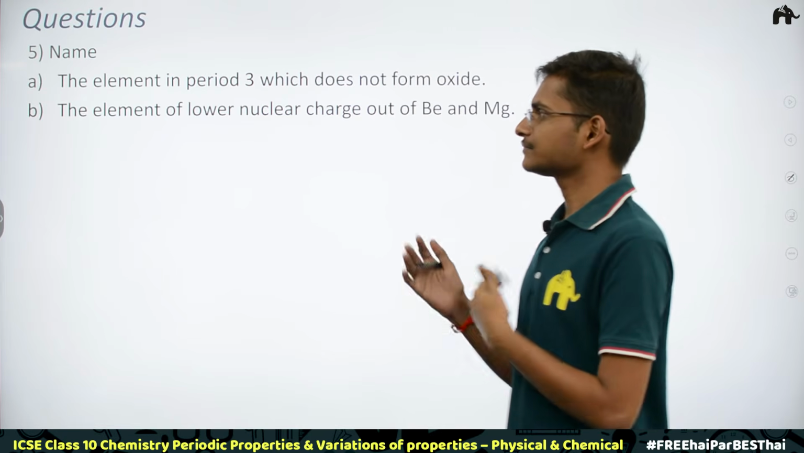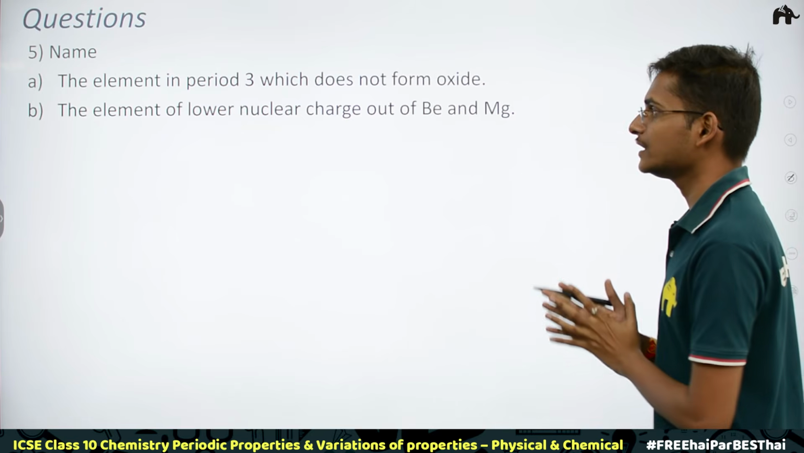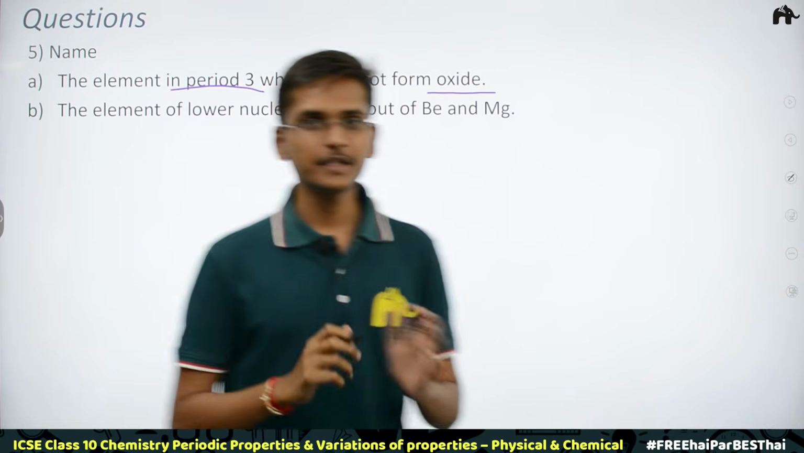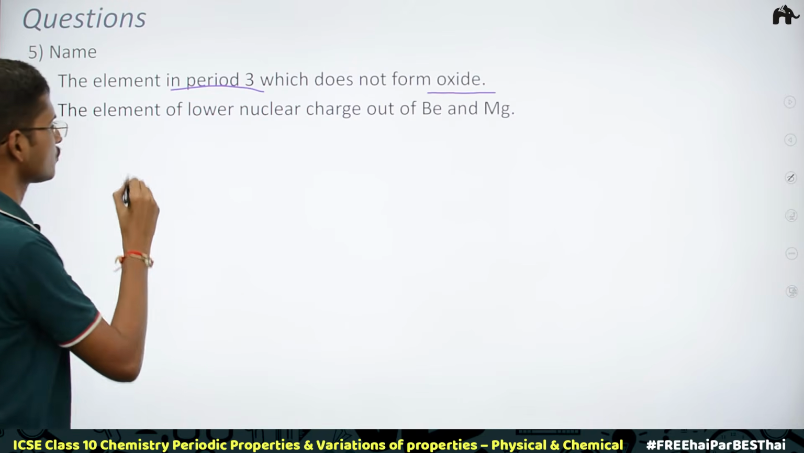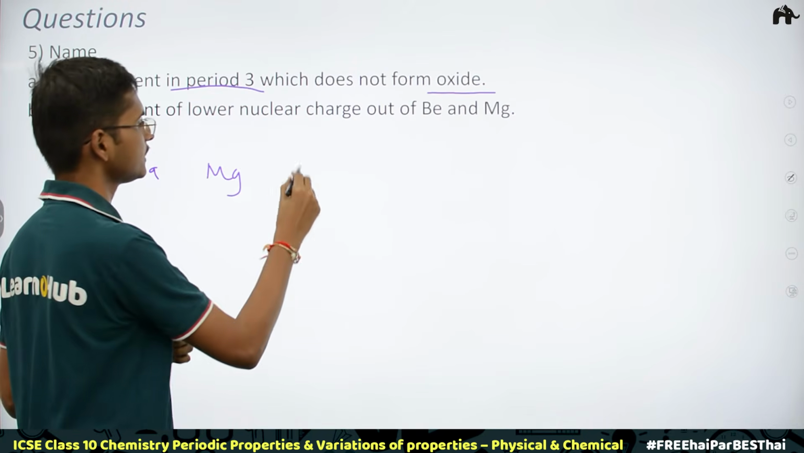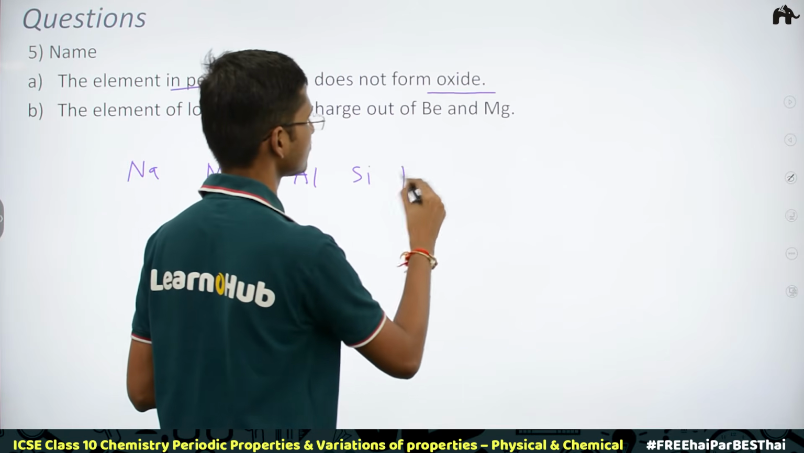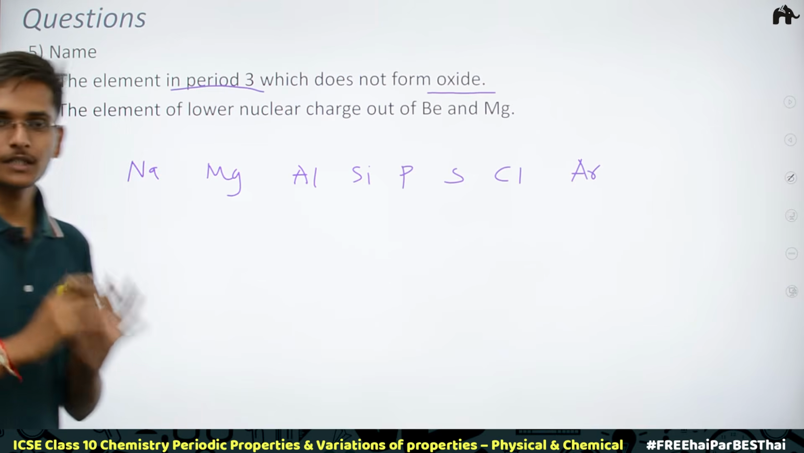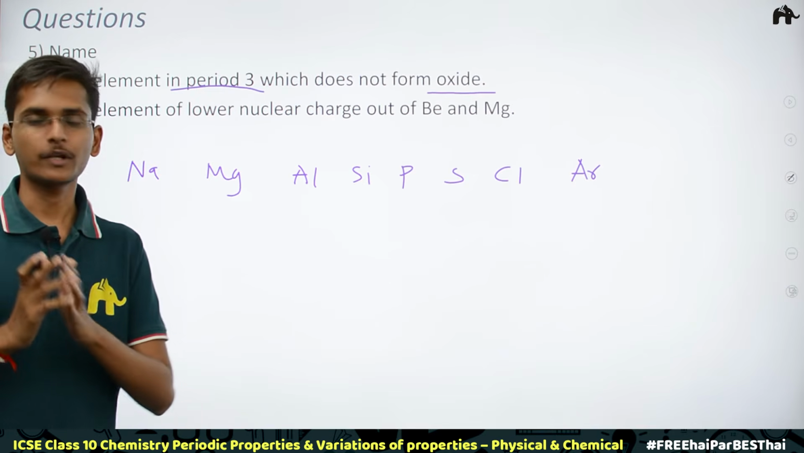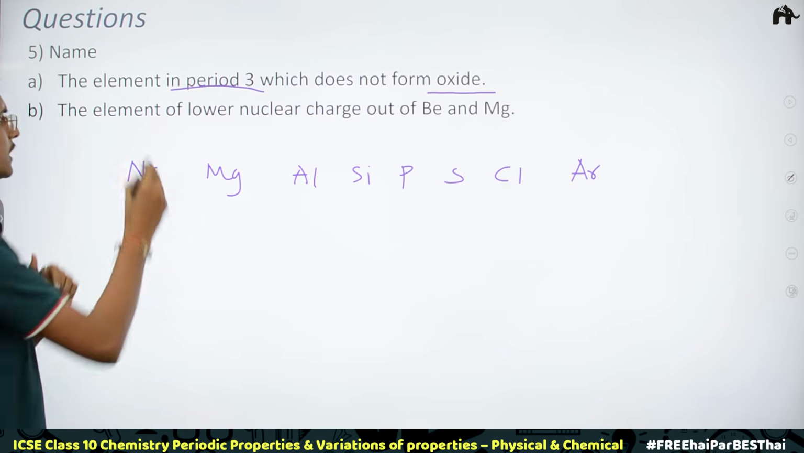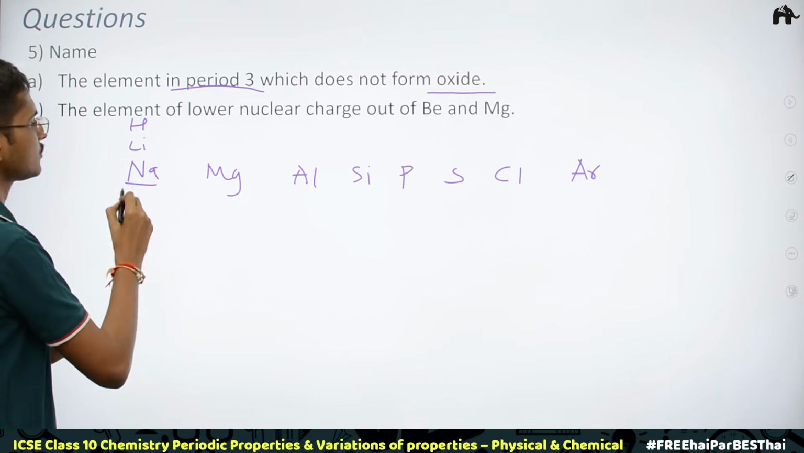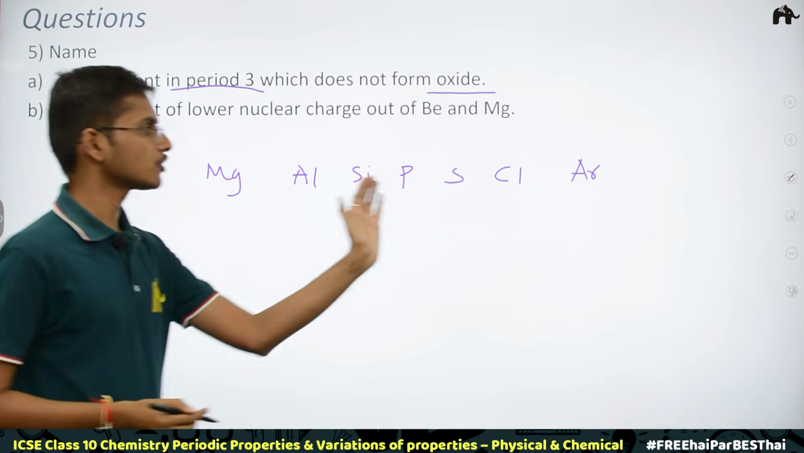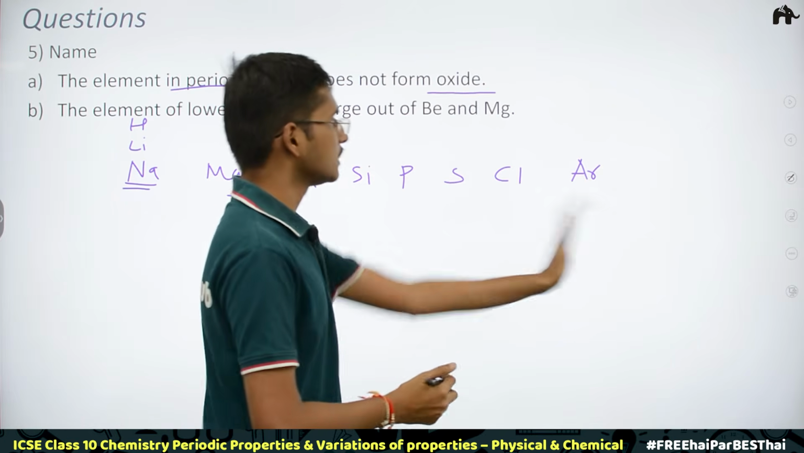Fifth, name the element in period 3 which does not form an oxide. We know the period 3 elements. Which are they? Sodium, magnesium, aluminium, silicon, phosphorus, sulfur, chlorine, argon. You have to remember the elements compulsorily till atomic number 20. And by logic you know hydrogen, then lithium, and then sodium. So the third period starts from sodium, and after sodium you know the names of elements: magnesium, aluminium, silicon, phosphorus, sulfur, chlorine, argon. So these are the third period elements.